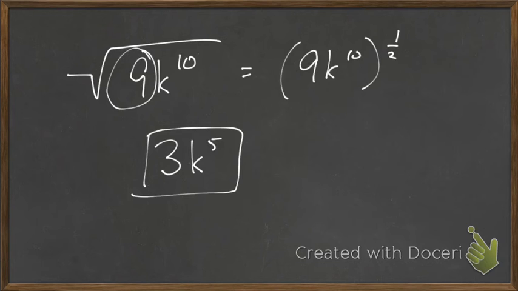But 5 times 5 isn't 10. 5 plus 5. It's half of it. k to the 10 to the 1/2. Right? Square root of the exponent. The square root of k to the 10 is k to the 5th, right? Cool.